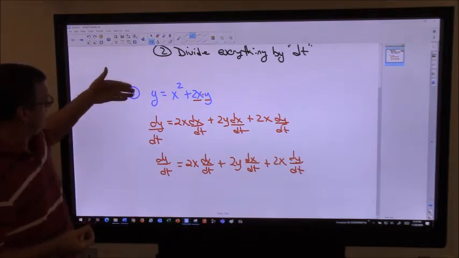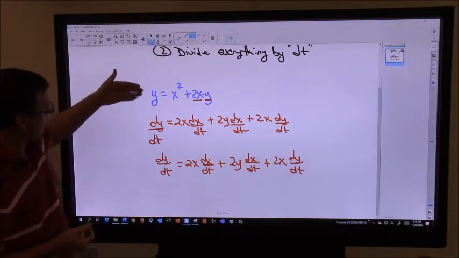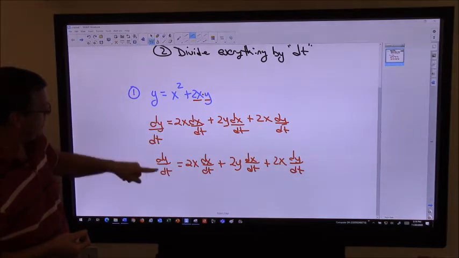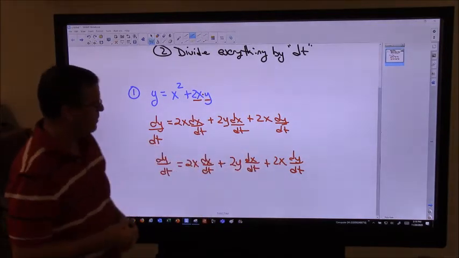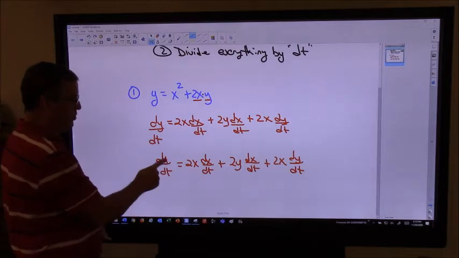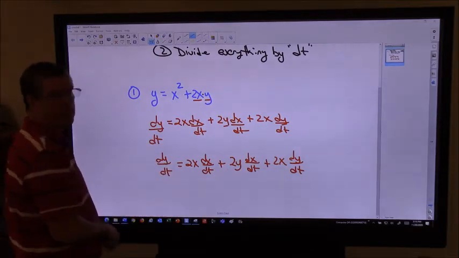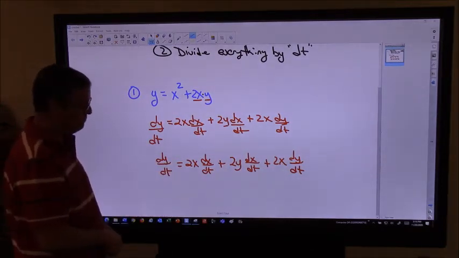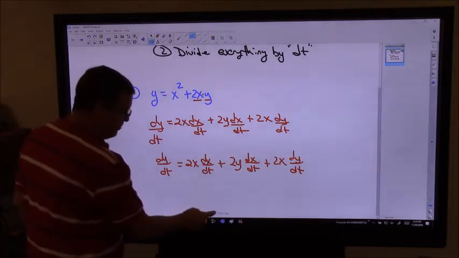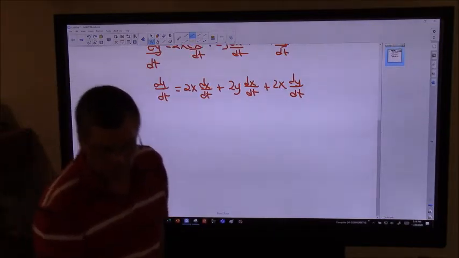But I've done what these steps right here say. I took the derivative implicitly. I then divided everything by dt. And so now what I have is rates of change with respect to time. Okay? Let's see if we can get something that has a little more information in there.